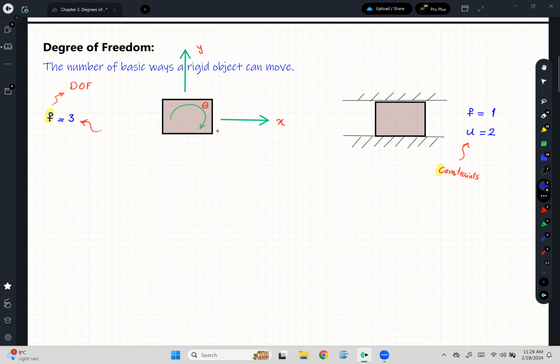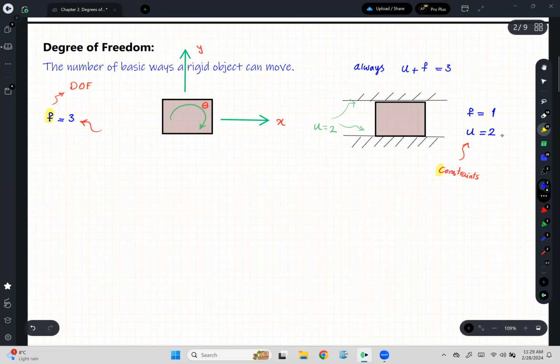We said that this box used to have 3 degrees of freedom. Now it only has 1 degree of freedom. It means that something stole 2 degrees of freedom, which we call constraints. So in other words, these walls or these rails created a U equal to 2. And we should also pay attention that U plus F always gives me 3. All right?